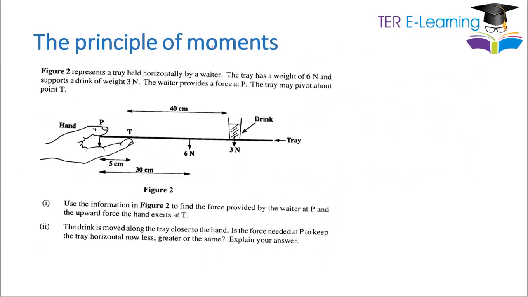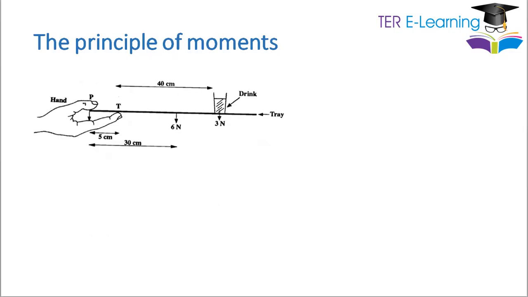Let's look at the next one here. So in this question here, we have a tray being held horizontally by a waiter, right? The tray has a weight of 6 newtons. So basically they've given us all the dimensions and all the weights on the diagram. They said use the information to find the force provided by the waiter at P and the upward force the hand exerts at T, right? So the first thing we want to find is the force at P.